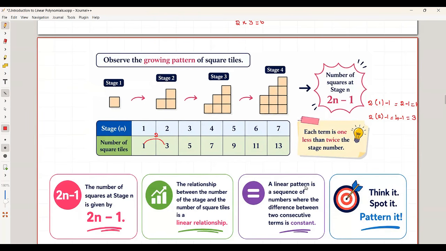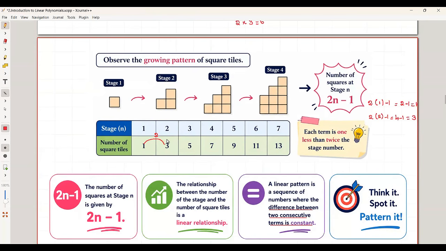A linear pattern is a sequence of numbers where the difference between two consecutive terms is constant. Constant means that it should be a fixed number. Here it is increasing by 2, so 2 is the constant here. In this case we are getting the constant as 2, 2, 2.